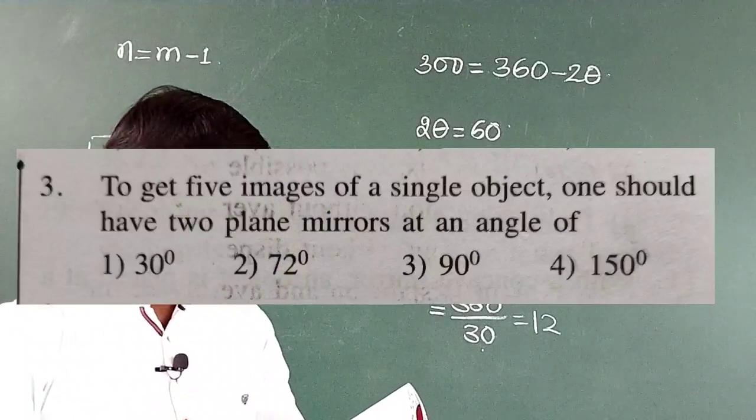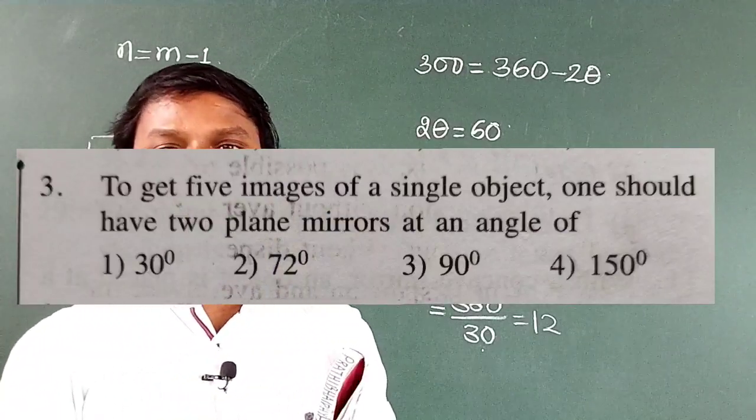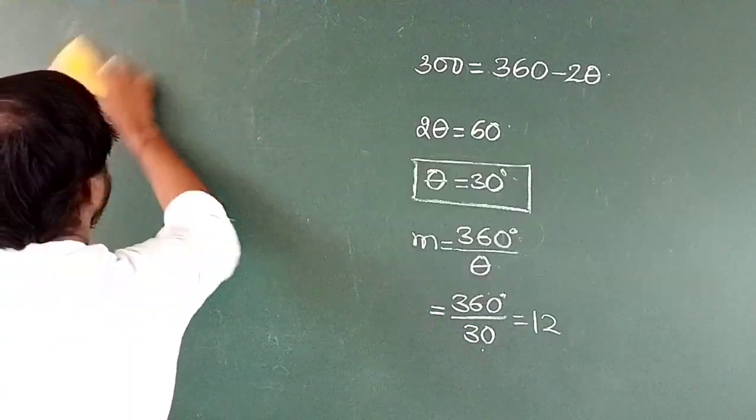To get 5 images of single object. Here number of images given. How many images here? 5 images. N value given. N value 5.